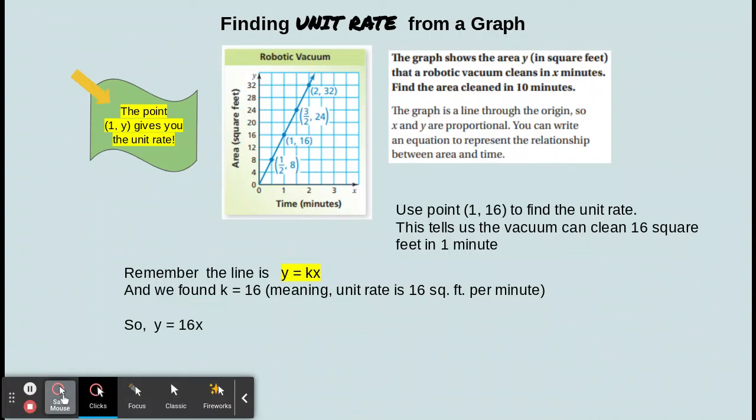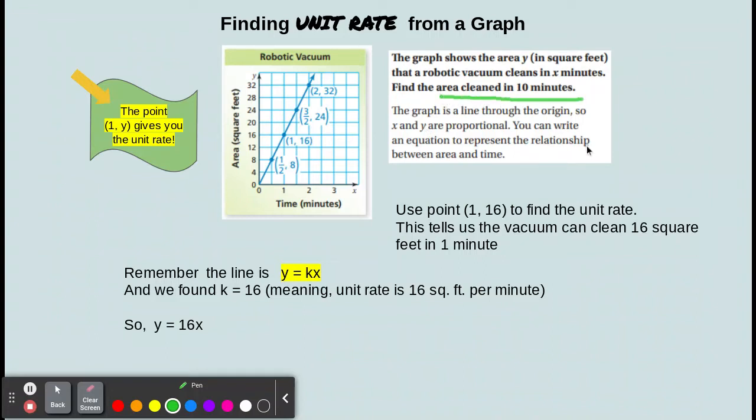Okay, another example. We have a robotic vacuum that cleans an area in square feet in x minutes, and we want to find how much it cleaned in 10 minutes. In order for us to figure that out, we need to find out how much the robot cleans in 1 minute, right? The unit rate.